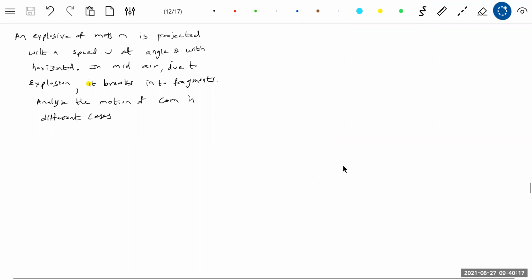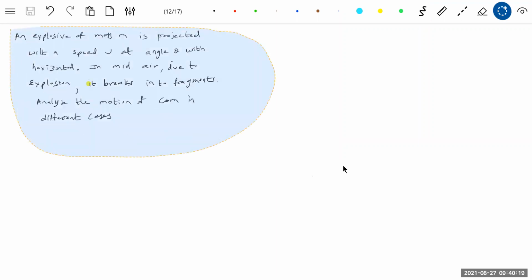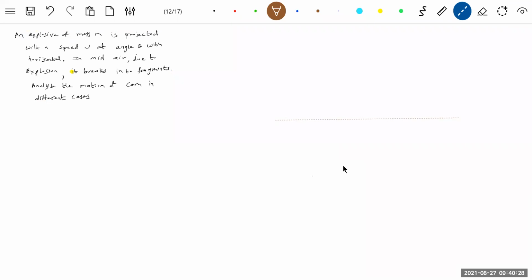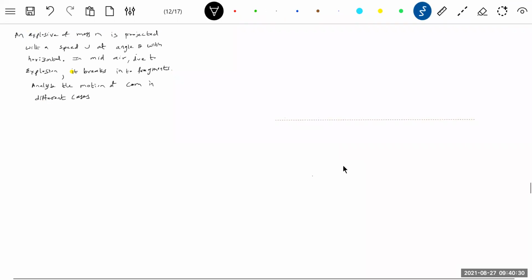So here, there's a thing. We'll analyze one by one all the different situations. First, I'm going to the first case. There's an explosive. I'm going to project it with a speed u. All these are very simple. It's not that tough any mathematics.